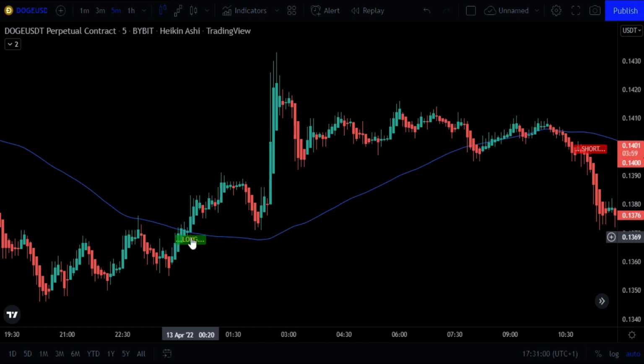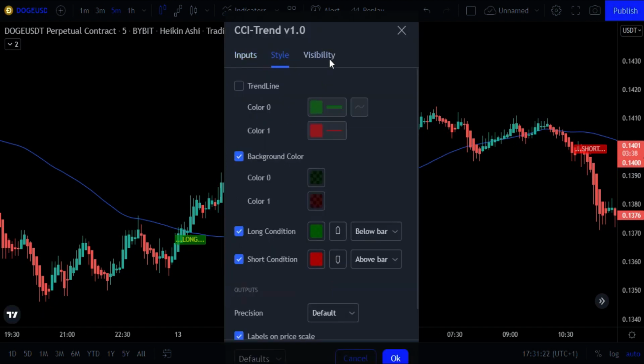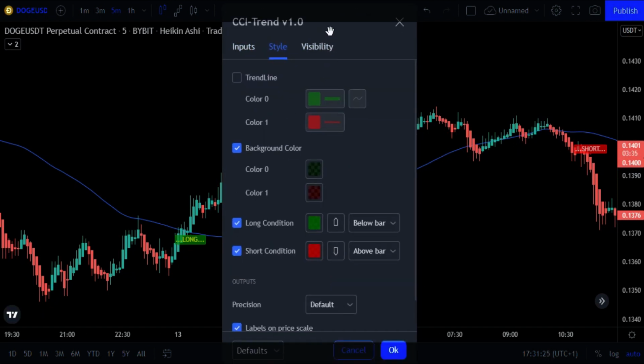But now, let us know the name of the main indicator, and what is the best settings to use it with 5-minute chart. The main indicator in this strategy is the Cci Trend Indicator, and you can find it in the indicators library here. As for the settings, it should be as follows: 34, 5, and the most important of which is the multiplier, and it should be 1.7. As for the style, it is recommended to remove this option, which is the trend line drawn by the indicator.